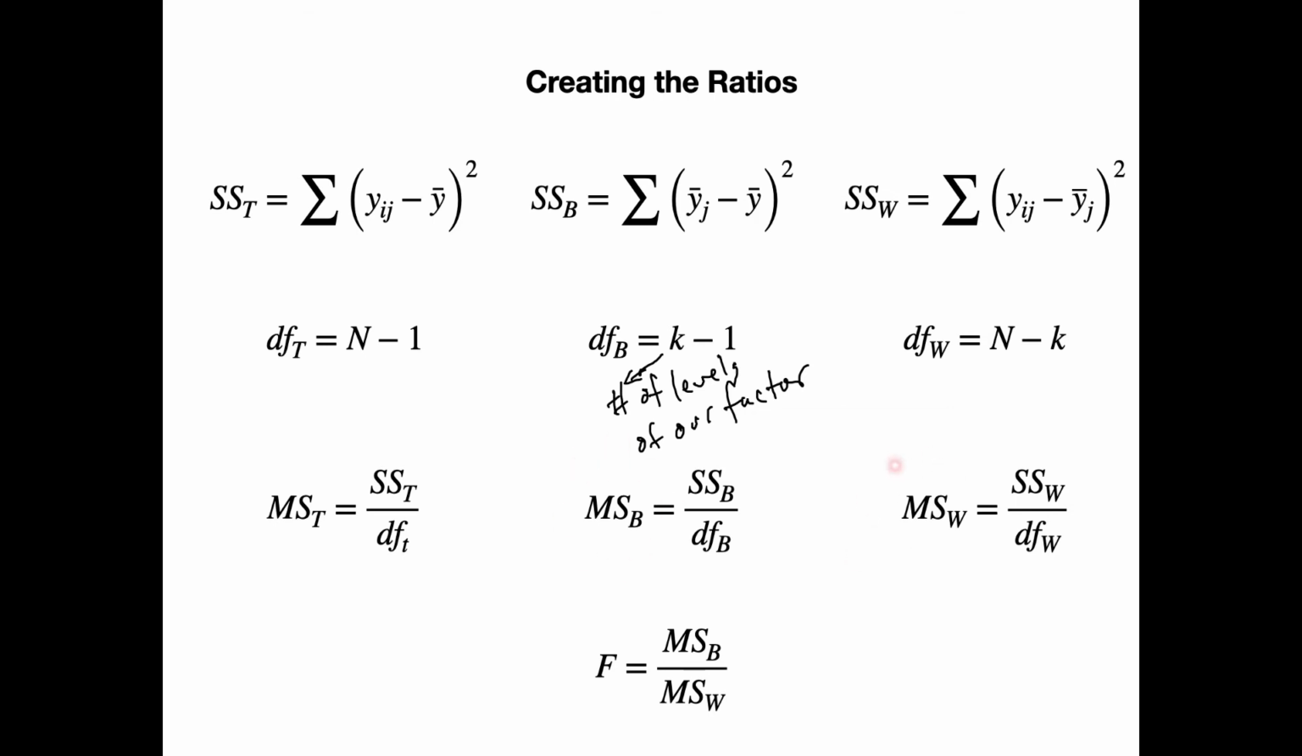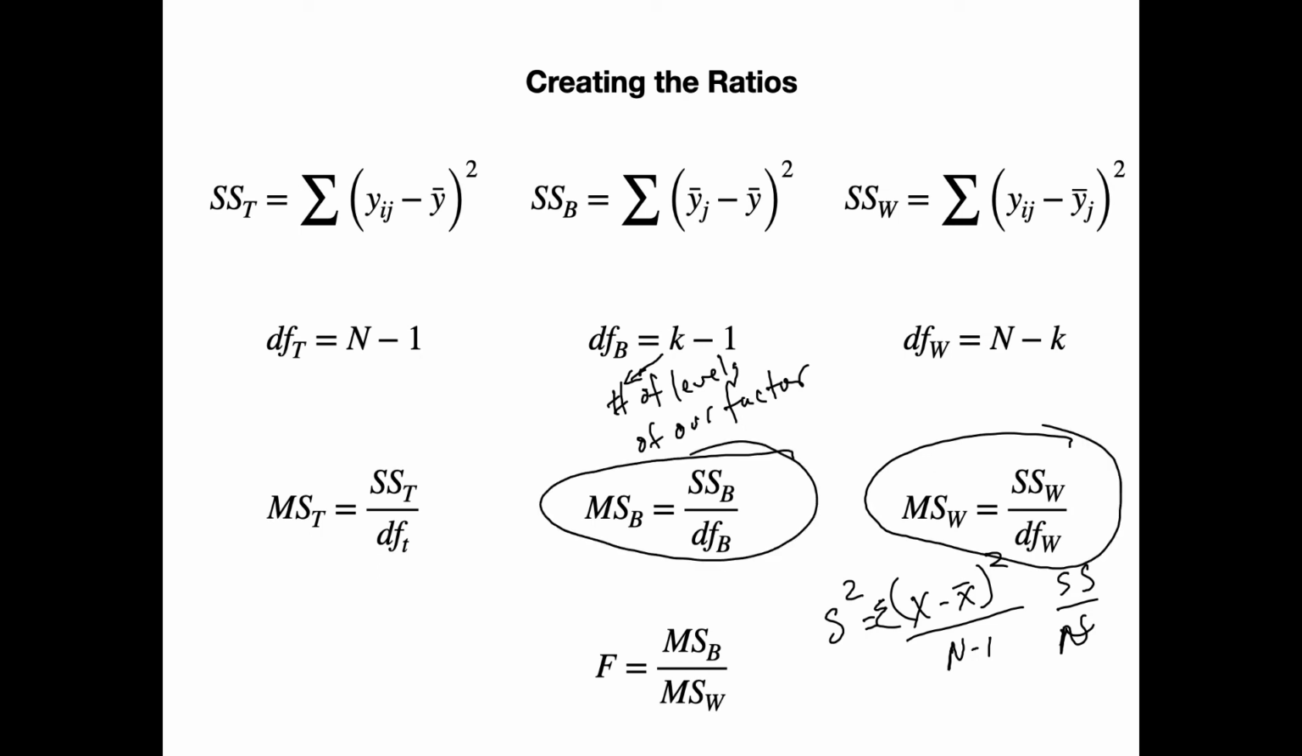And mean squares are variances. If you remember the formula for variance, it's the sum of x minus x bar squared over n minus 1. So it's just these sums of squares over a function of n, and that's all we're doing here. We're computing variances. Those are just specific variances. This is the variance between, and that's the variance within.